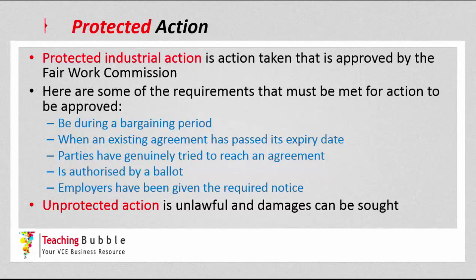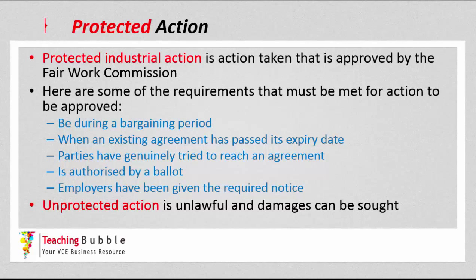Now, with industrial action, we need to know, is it protected or unprotected? Protected action is action taken that is approved by the Fair Work Commission. If a union or a group of employees, or an organisation, wants to take industrial action, then they will apply for that to be protected by the Fair Work Commission. They'll lodge a form and say, this is the action we want to take, and then the Fair Work Commission can tick that off, which means it's called protected action, and they can't then be sued for damages.